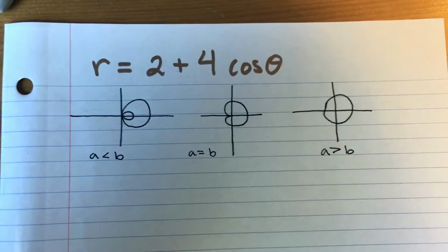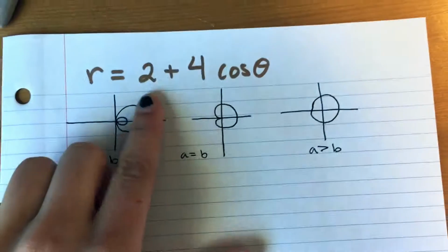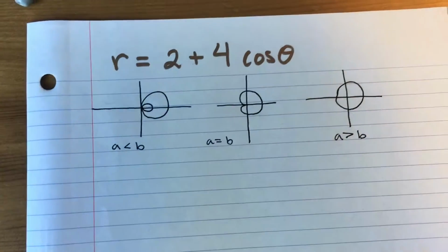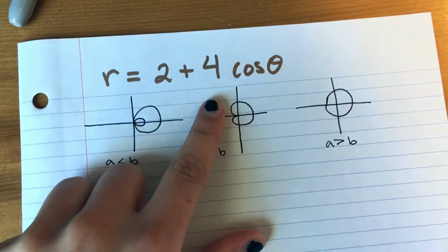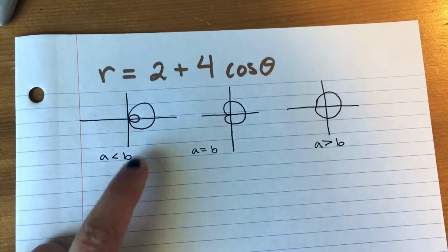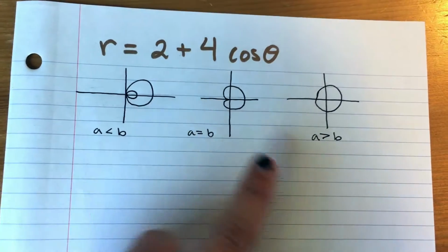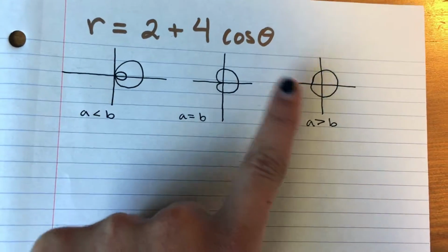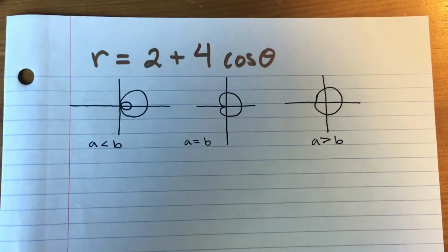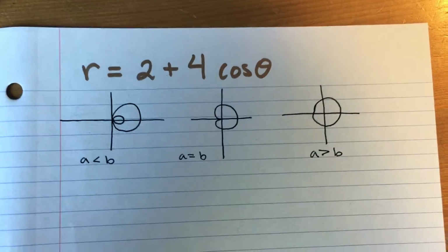As you can see, it's going to have a loop because the 2, which is A, is a lot less than 4, which is B. If A is less than B, it's going to have a loop, whereas if A is equal to B, it's not going to have a loop, it's just going to have a point. And if A is greater than B, there's just no loop or point, there's just a dent. So we're going to be graphing a limacon with a loop today in a cosine graph.